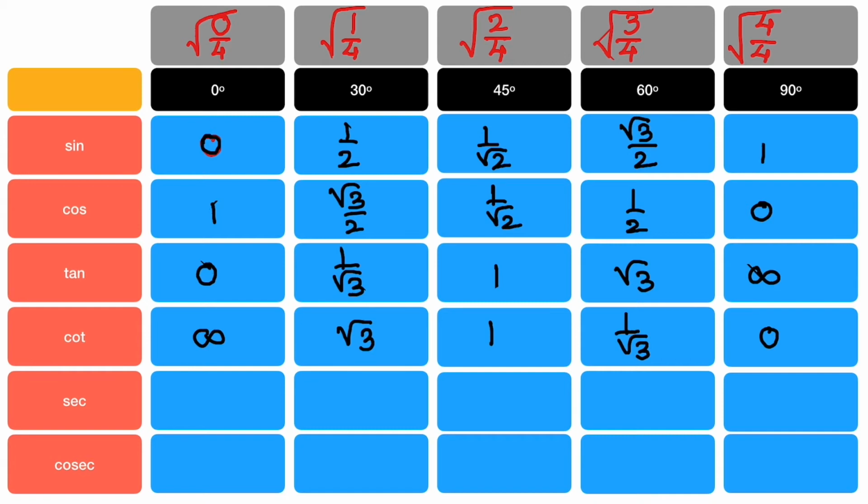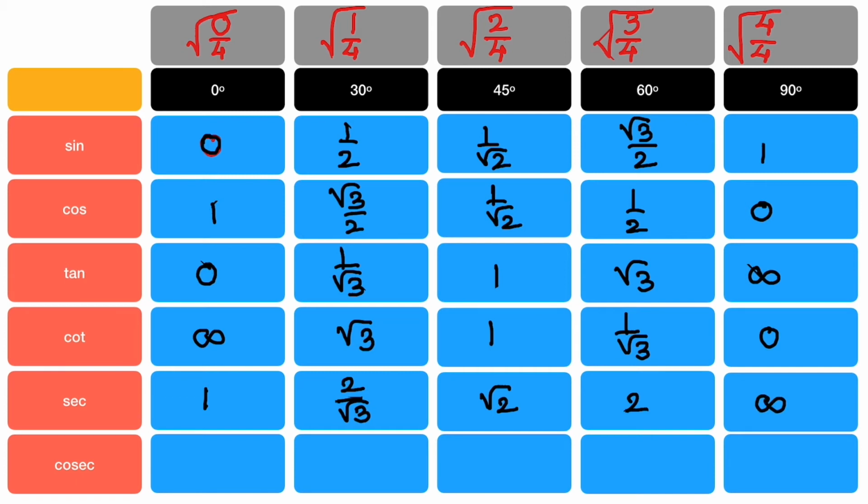Next, we find the values for sec. We know that sec theta is the reciprocal of cos theta. Therefore, sec 0 is equal to 1. Sec 30 is the reciprocal of root 3 upon 2, that is 2 upon root 3. Sec 45 is the reciprocal of 1 upon root 2, that is root 2. Sec 60 is the reciprocal of half, that is 2. And sec 90 is the reciprocal of 0, that is infinity.